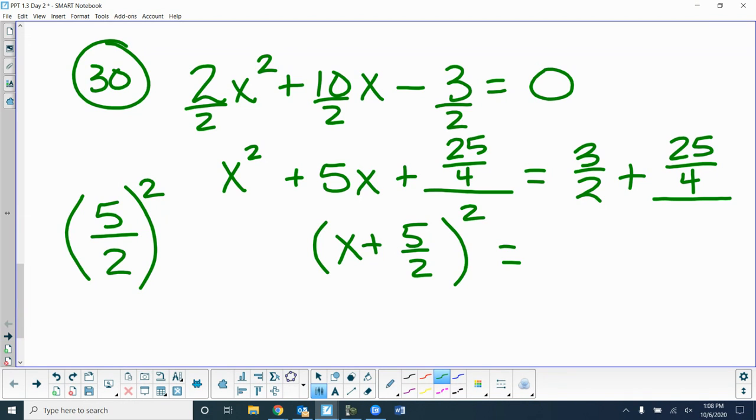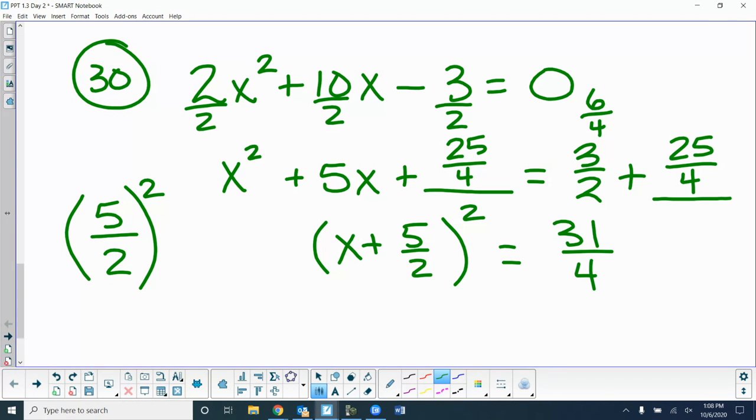Okay, to add these, you need a common denominator. We just got through a couple weeks ago, we need common denominators to add and subtract, right? So the common denominator is 4. So I multiply 2 by 2 to get a 4. So I multiply 3 by 2 and get 6. So 6 plus 25, 6 fourths plus 25 fourths is 31 fourths.